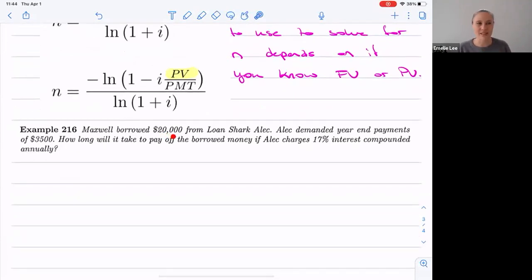Maxwell borrowed $20,000 from loan shark Alec. Sounds bad. Alec demanded year-end payments of $3,500. How long will it take to pay off the borrowed money if Alec charges 17% interest compounded annually? Oof, okay. Already 17%, yikes. This is gonna be bad.